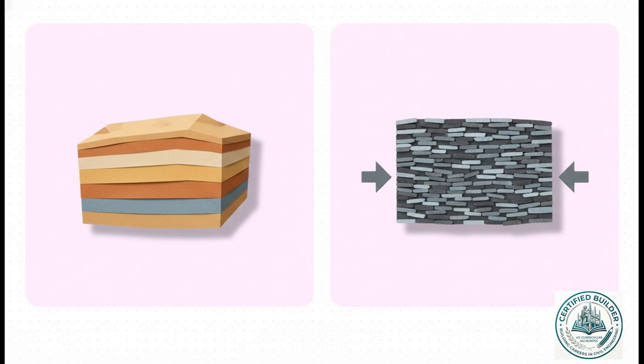Foliation, on the other hand, is caused by immense directional pressure that forces all the minerals inside a metamorphic rock to line up in parallel bands. Think forced lines. It's not about deposited layers, it's about the internal alignment of the minerals themselves. And that's why slate splits so easily into those nice thin sheets.